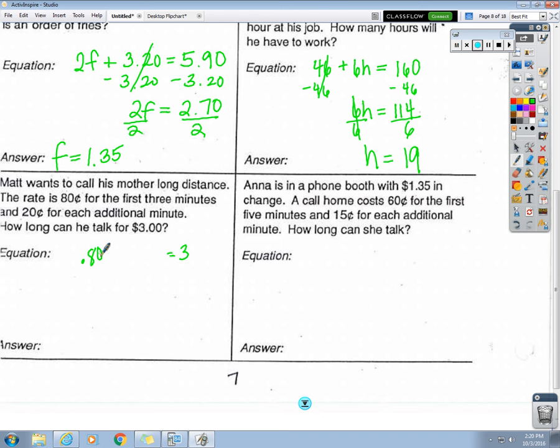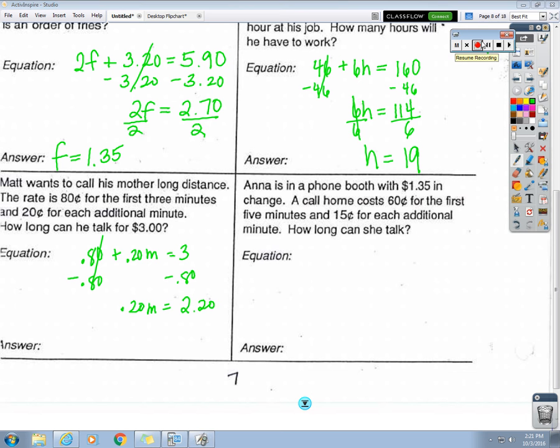Okay, so 80 cents covers 3 minutes. Once you pay 80 cents, you get 3 minutes of talking time. But then if you want to talk more than that, you pay 20 cents per minute, right? So now to solve for how long he can talk, what do you do first? Subtract 0.80. It's like subtracting 80 cents from $3. And that leaves you how much money left to talk more? $2.20.